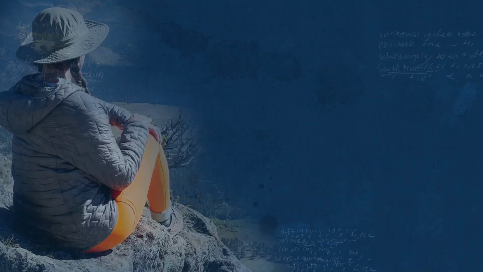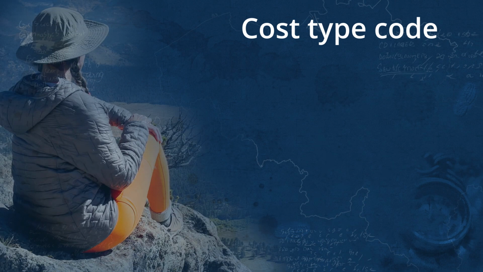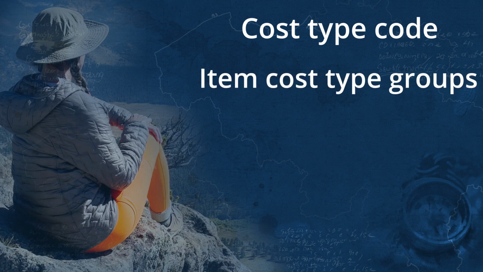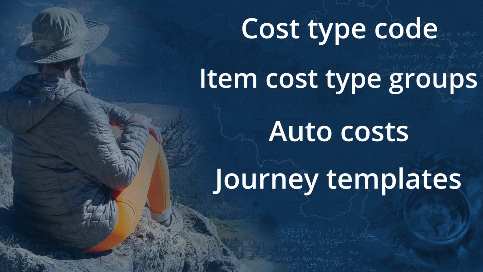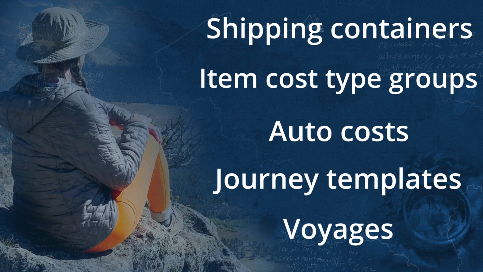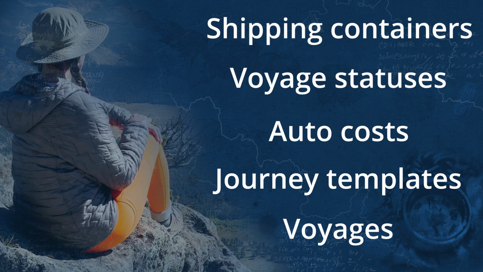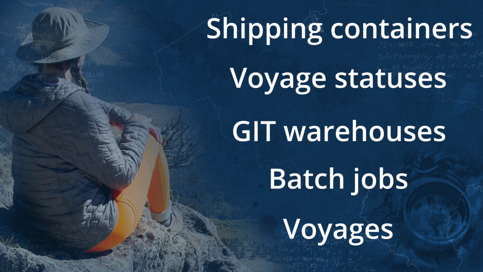Now, I've worked a little bit with landed cost myself, and I know it takes some setup to get it going. So tell me about what those main components are that you have to set up. There are a number of items to set up, such as the cost type codes, item to cost type groups, auto costs, journey templates, voyages, shipping containers, voyage statuses, the goods in transit warehouses, batch jobs, and more.